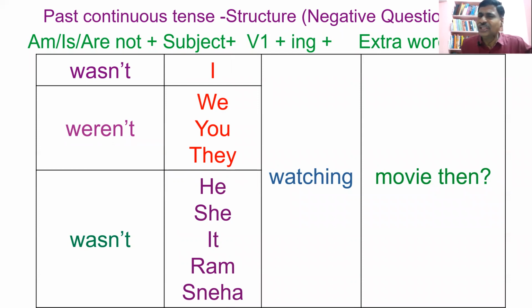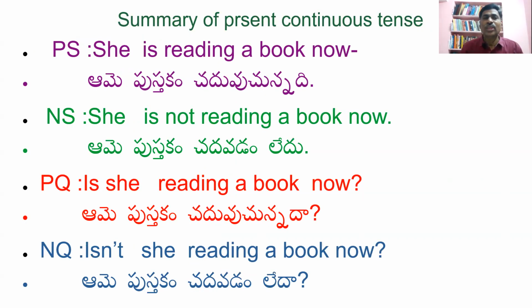Weren't they watching a movie then? Wasn't she watching a movie at that time? Wasn't she studying engineering at that time? Was not Ramu playing cricket? So like this we use negative questions in past continuous tense. Next, this is the summary of past continuous tense. These four sentences only: positive sentence, negative sentence, positive question, negative question. This summary we have to understand. If you understand this one, everything is over.